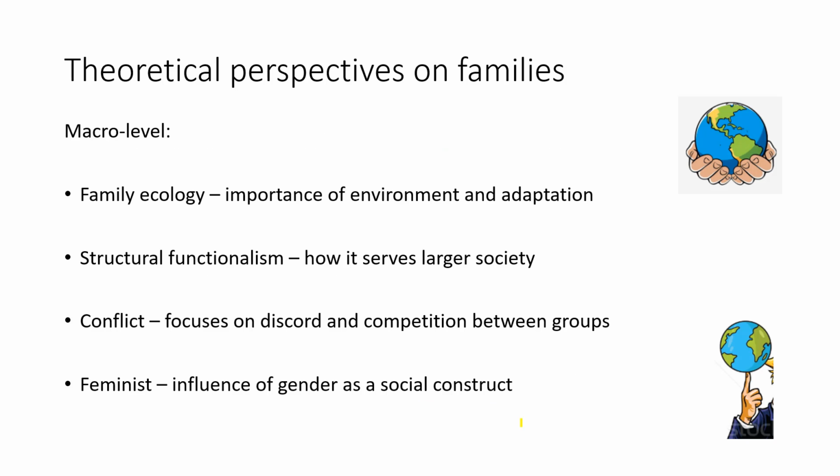Now, these are some theories that I won't necessarily ask you to memorize, but these are just some examples of theoretical perspectives on families. At the macro level, where we're looking at a system-wide or society-wide basis, there's theories such as the family ecology theory that looks at the importance of the environment that the family is in and how the family adapts to their environment. There's also structural functionalism, how the family serves the larger society. There's the conflict theory. This focuses on discord and competition between groups and how that influences relationships. The feminist perspective is looking at the influence of gender, and gender being a social construct and how the genders are relating to each other in these situations.